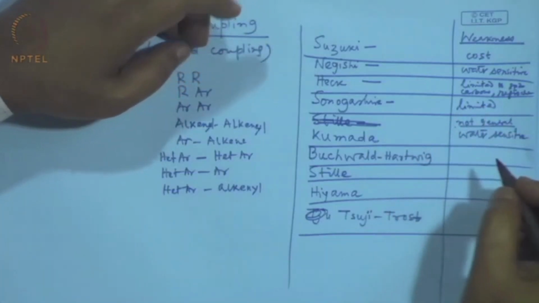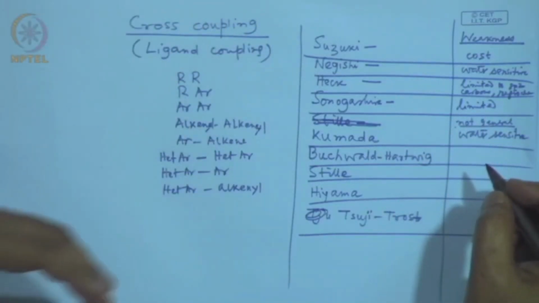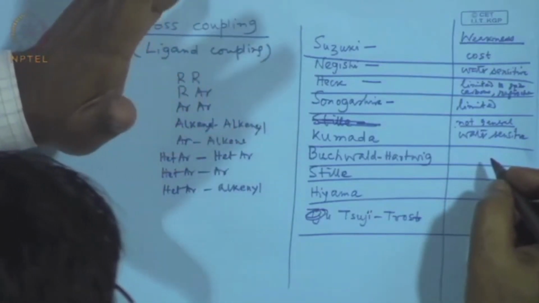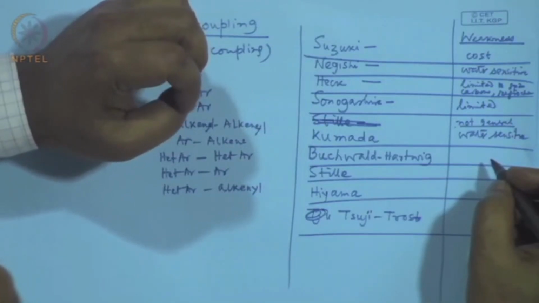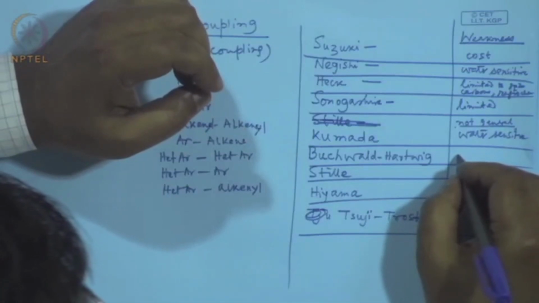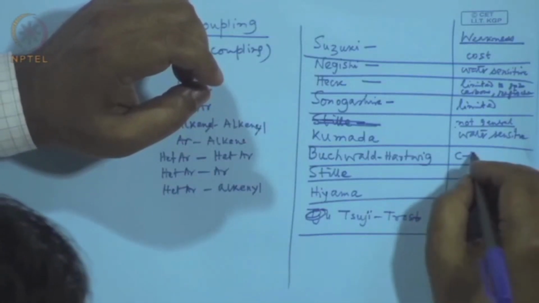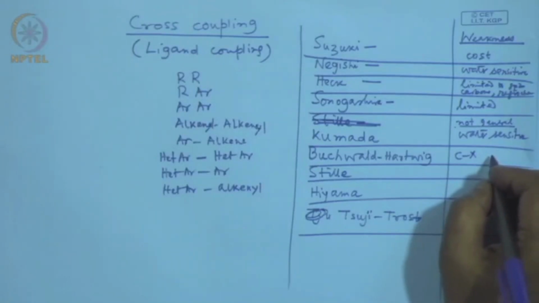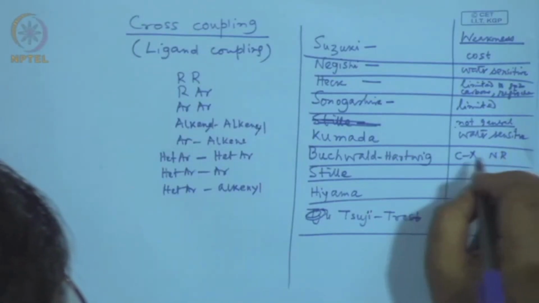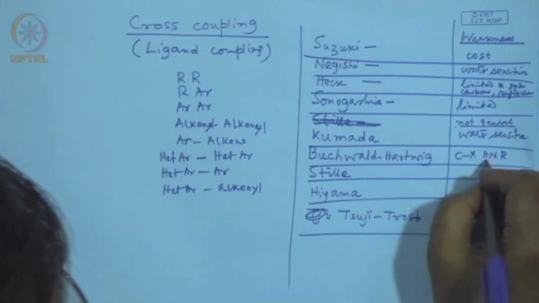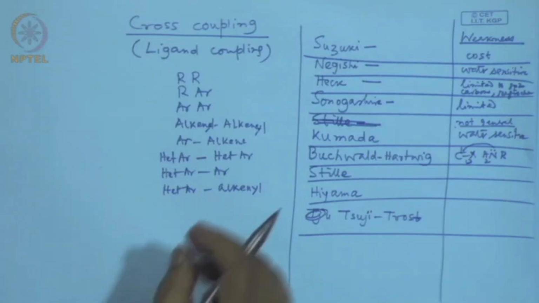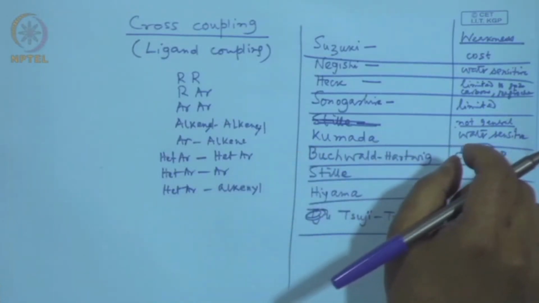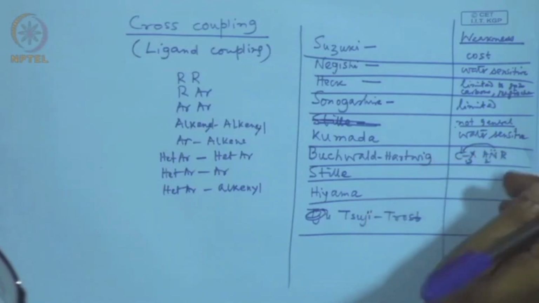And Buchwald reactions, of course, are not really involving carbon-carbon bonds. If you recall, Buchwald reaction actually requires a nitrogen. That means let us say you have R-X and R-NH2, then this X would be removed. So, it is somewhat restricted, but it is very useful in heterocyclic chemistry.